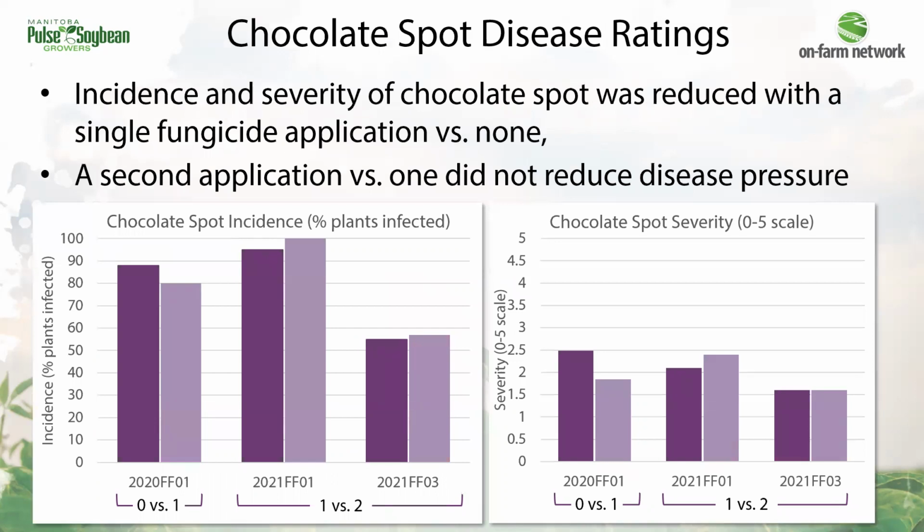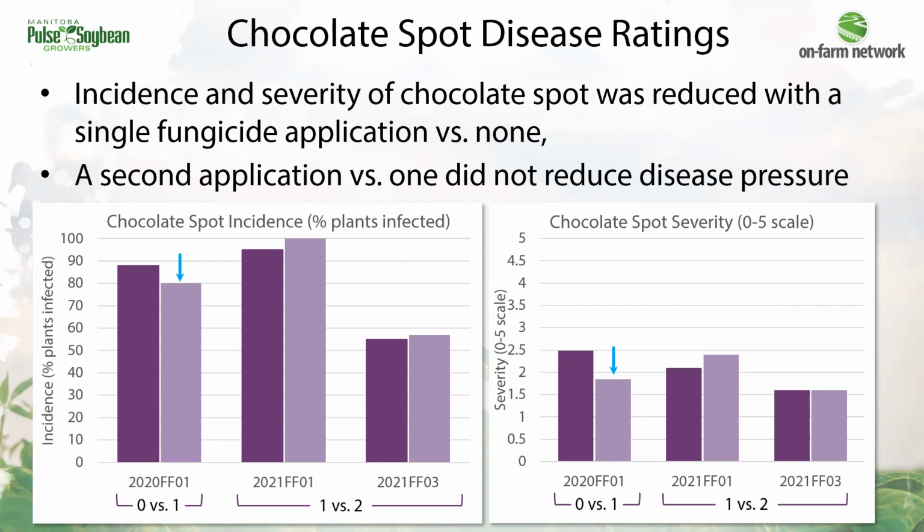The trend wasn't the same for chocolate spot. So again, we've got the percent of plants infected on the left, and then the severity of the disease on the right. When we're comparing that single application versus none in 2020, chocolate spot incidence and severity were both reduced with a single application at full flower.